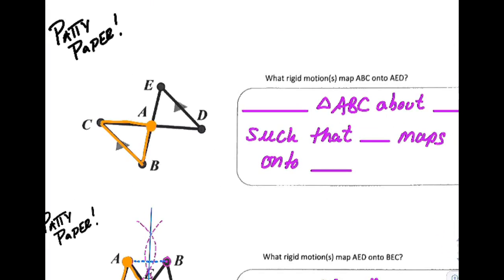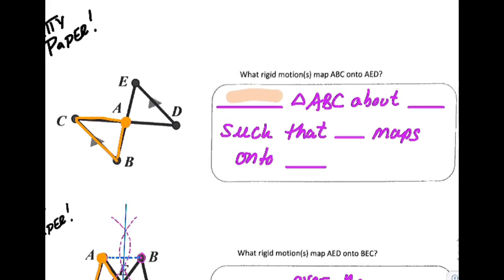The next one, this is another rotation. It's going to pivot around A like that. We are going to rotate triangle ABC about point A such that, and you can say C maps onto D, or you could say B maps onto E. Either one would be fine.